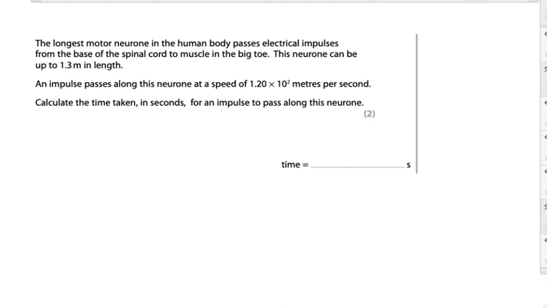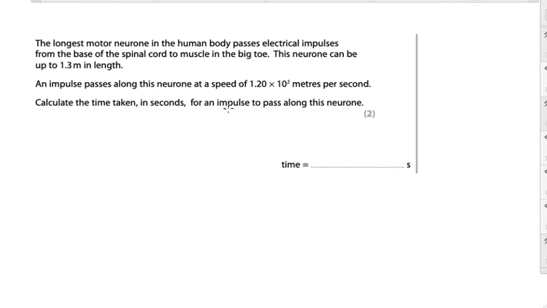Let me just get my pen. Okay, so the largest neuron in the human body passes electrical impulses from the base of the spinal cord to the muscle in the big toe. This neuron can be up to 1.3 meters in length. An impulse passes along a neuron at the speed of 1.2 times 10 to the power 2 meters per second. Calculate the time taken in seconds.